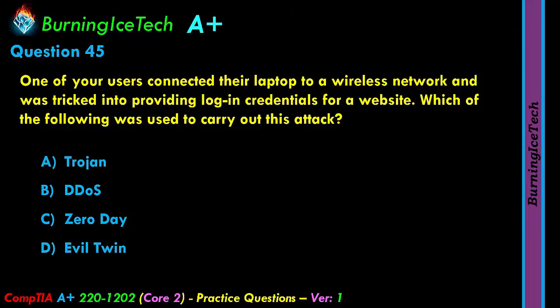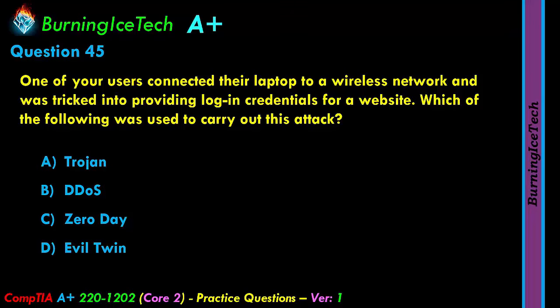B is distributed denial of service. So that is when you overload something like a public website or server with so much traffic to the point where it can't cope with the load and it'll time out or just completely crash. This question, if you go and read the question again, has nothing to do with that.